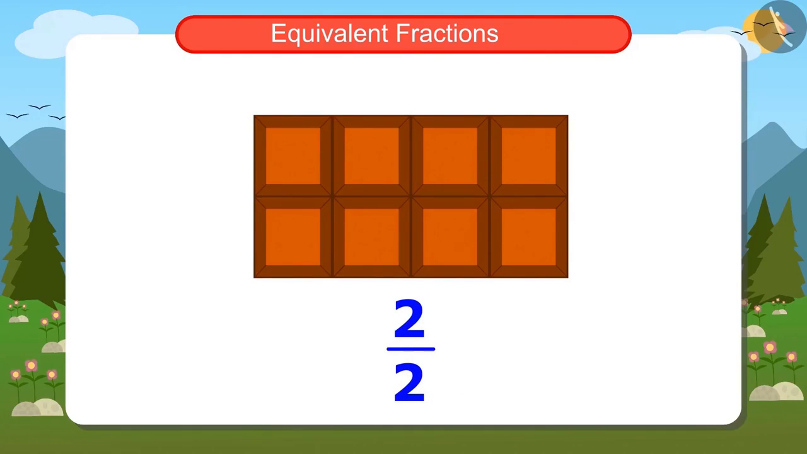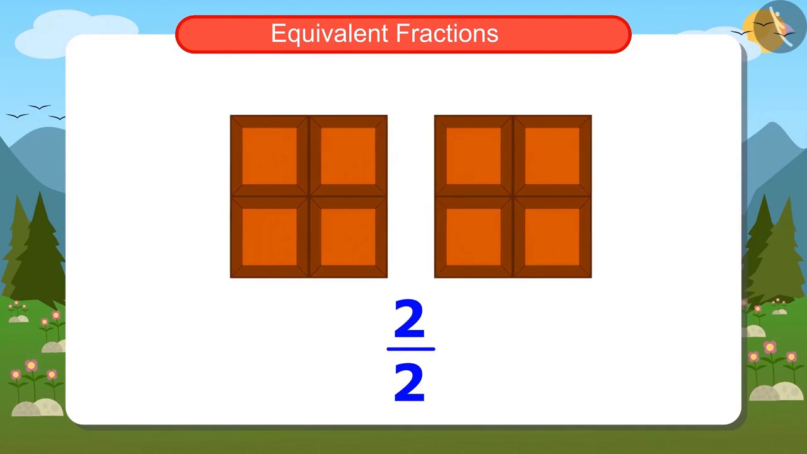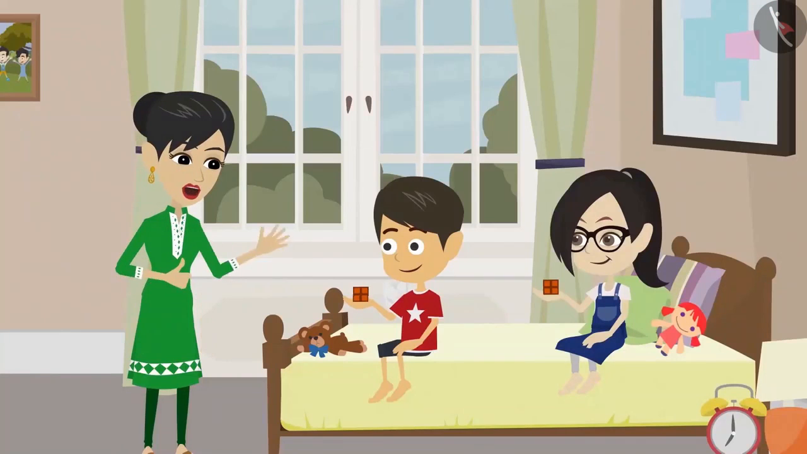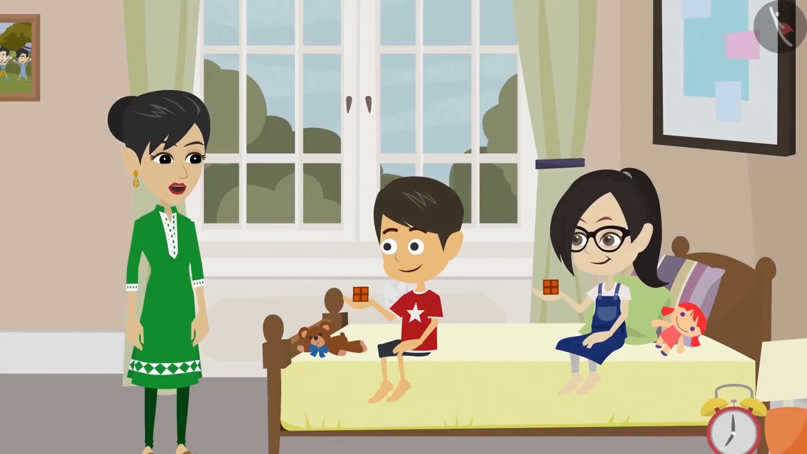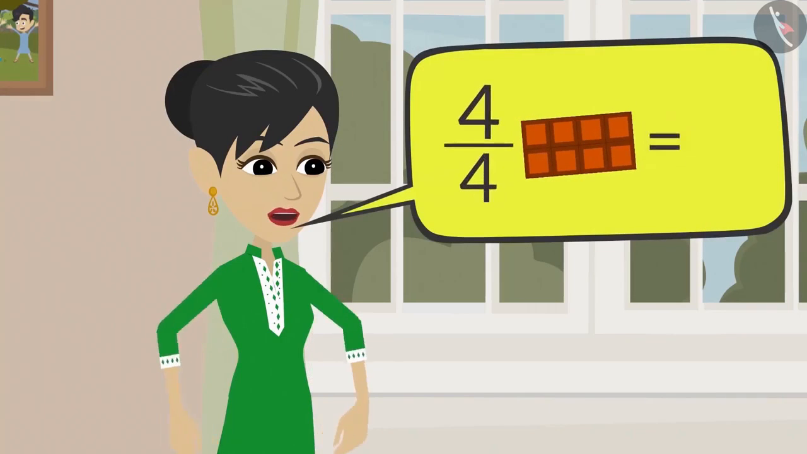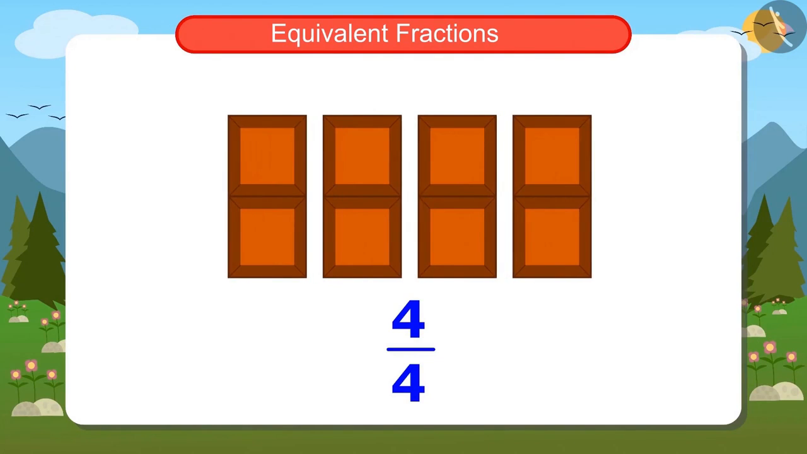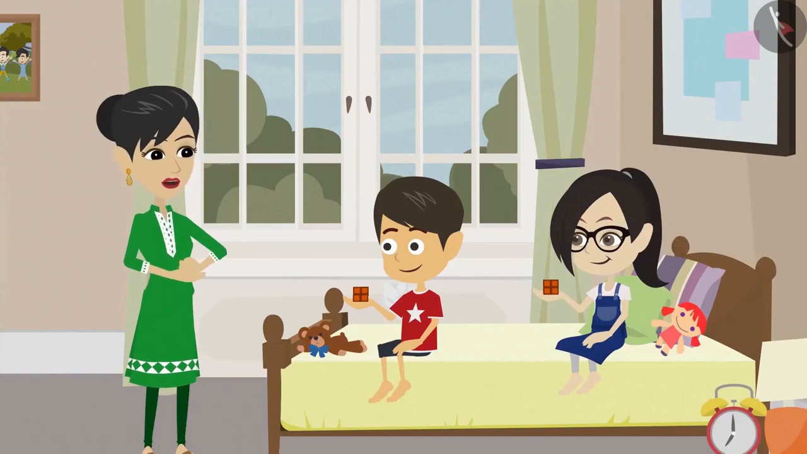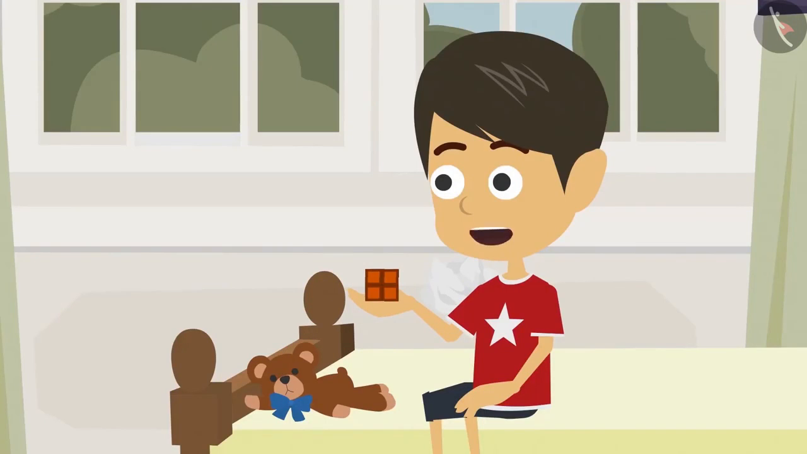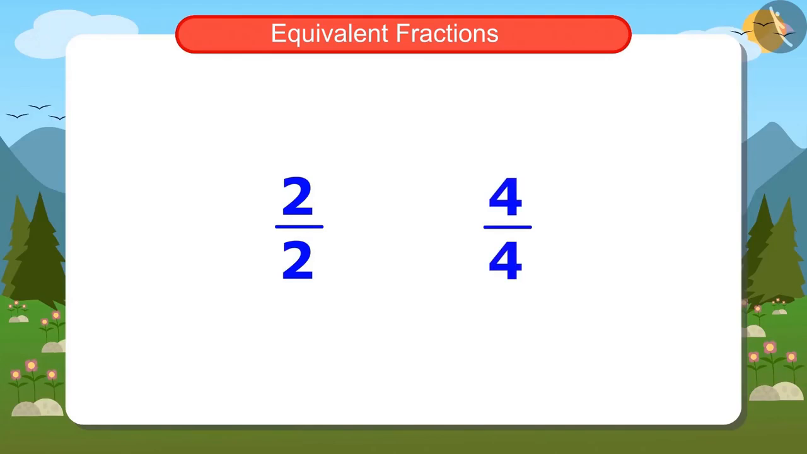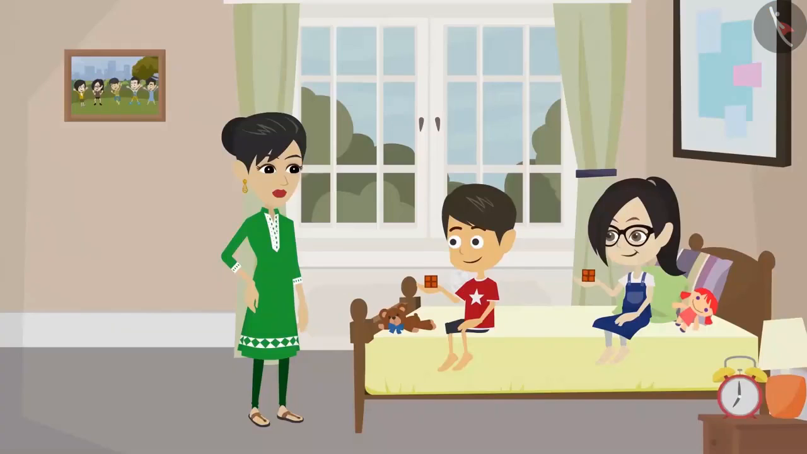2 halves means both of the 2 equal parts of this whole chocolate. That means the whole chocolate. Absolutely right, Reyansh. Now, Vandana, tell me how much 4/4 of this chocolate will be? 4/4 means 4 parts out of 4 equal parts of this chocolate. That means it will also be full chocolate. Absolutely correct. This means that 2 halves and 4/4 are equal quantities, but these two are different fractions.